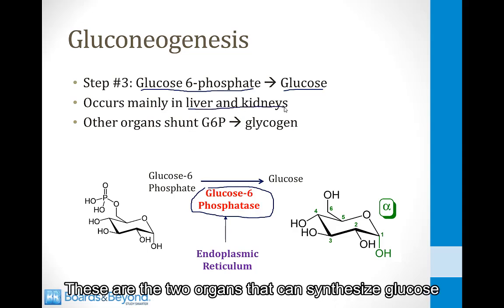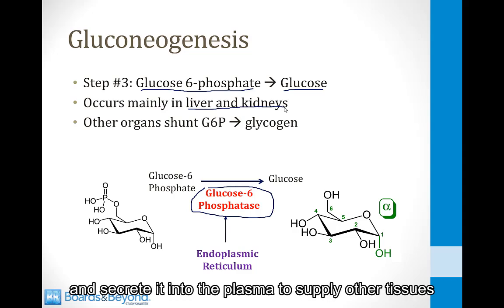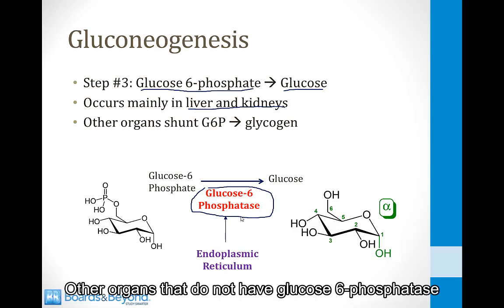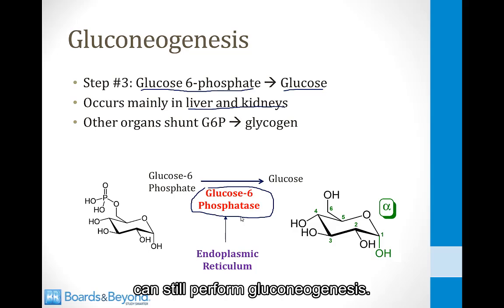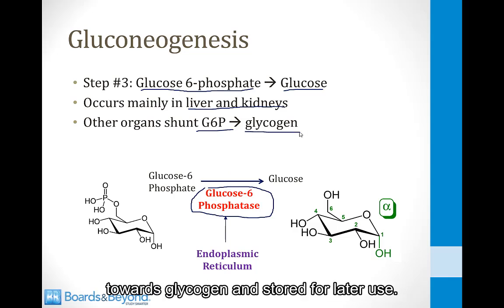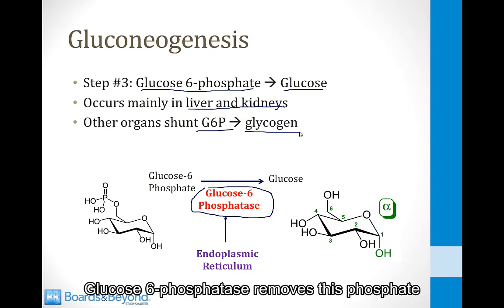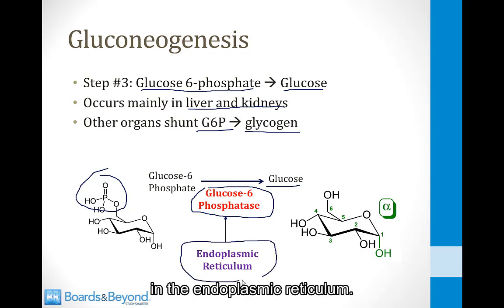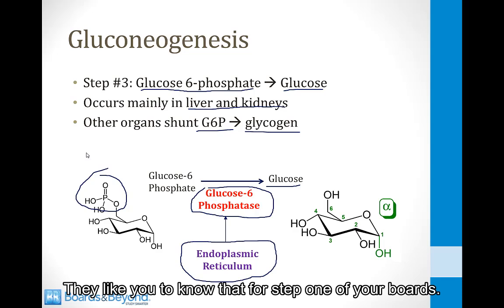These are the two organs that can synthesize glucose and secrete it into the plasma to supply other tissues like that of the brain. Other organs that do not have glucose 6-phosphatase can still perform gluconeogenesis. However, the process stops at a molecule of glucose 6-phosphate, which can then be shunted towards glycogen and stored for later use. Glucose 6-phosphatase removes this phosphate from the 6-carbon of glucose to synthesize a molecule of glucose. And importantly, this reaction occurs in the endoplasmic reticulum. They like you to know that for step 1 of your boards.